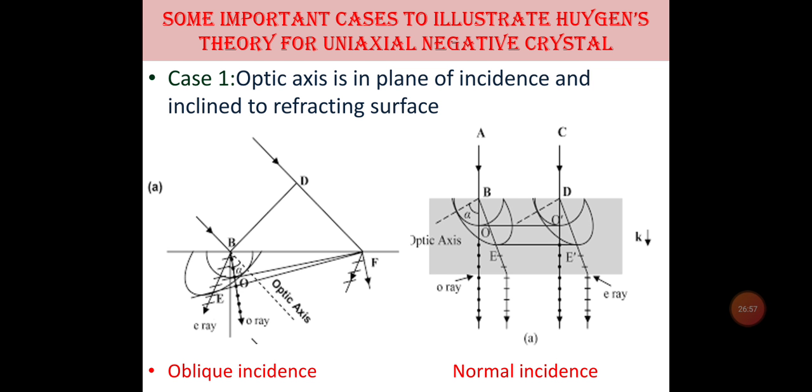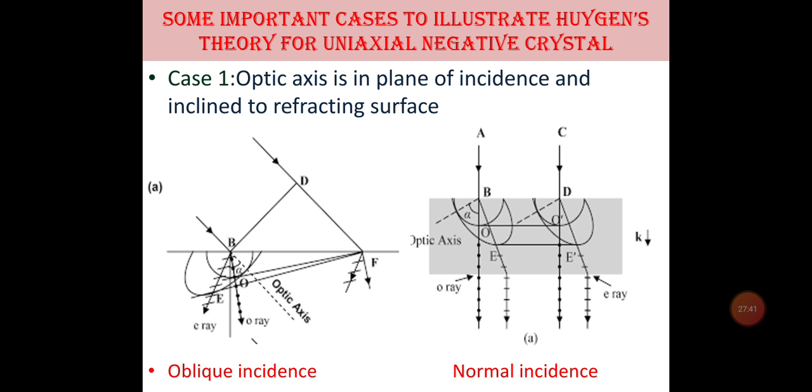First I will discuss figure A, which has oblique incidence. You can see in the figure that BD represents the trace of the plane wavefront, which is perpendicular to the plane of the paper, and it is incident obliquely on the upper surface of the uniaxial negative crystal. This crystal is cut in such a manner that the optic axis lies in the plane of incidence but inclined to the upper face of the crystal. When the edge B of the wavefront strikes the surface, the point B on the surface sends two wavelets inside the crystal. One is ordinary and another is extraordinary.